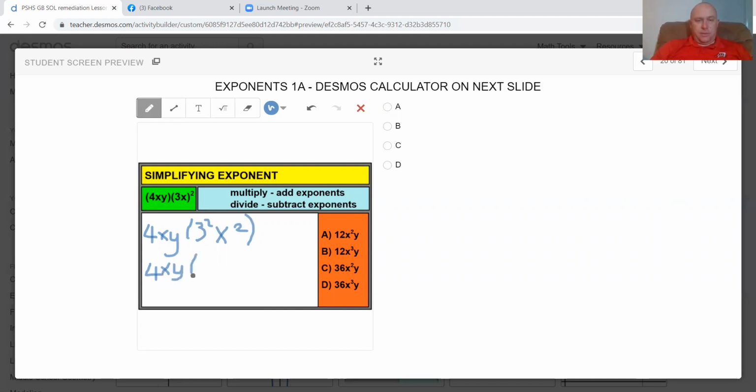So 3 times 3, or 3 squared, is 9. And x squared is literally just x squared. There's nothing we can do with that. Then as we multiply, 4 times 9 is 36. X times x squared, you'd add the exponents. If there's no exponent, remember there's a 1. So 1 add 2 is 3. And then you just have a y at the end. We can see from that, this would be answer choice D.